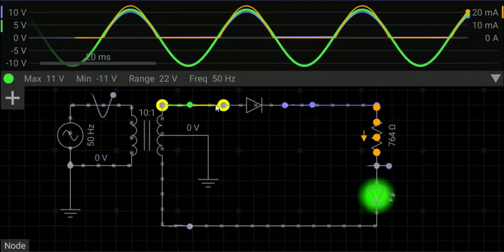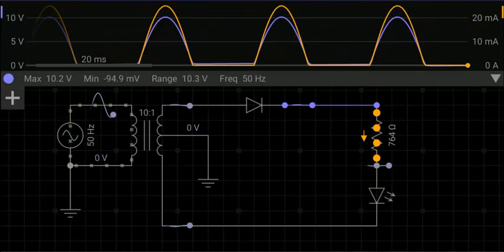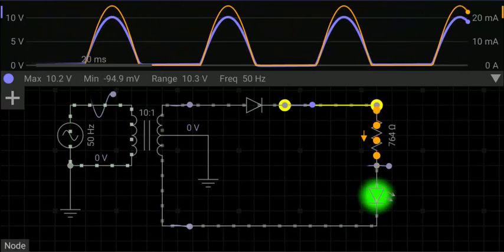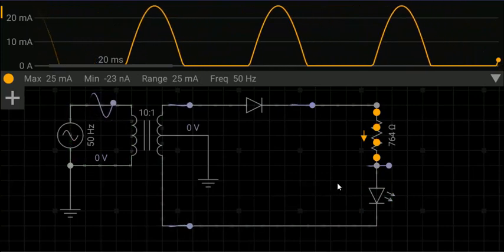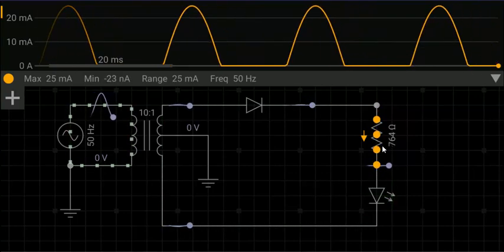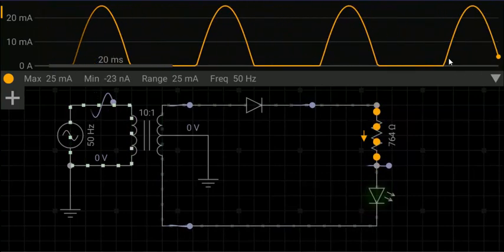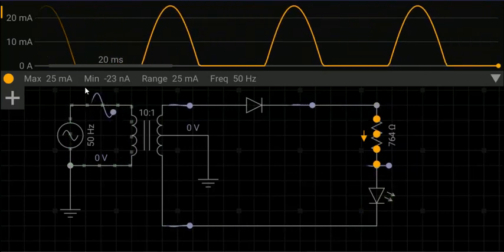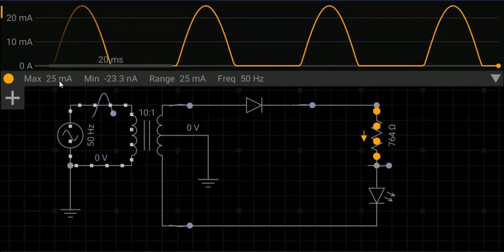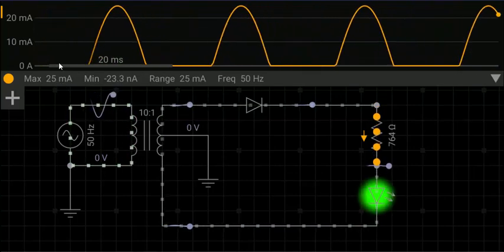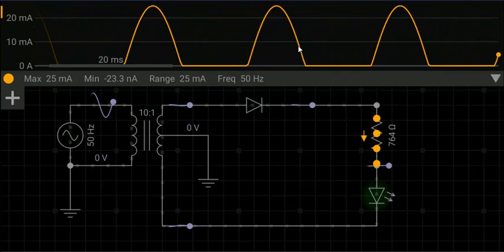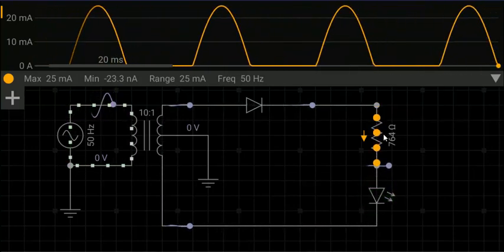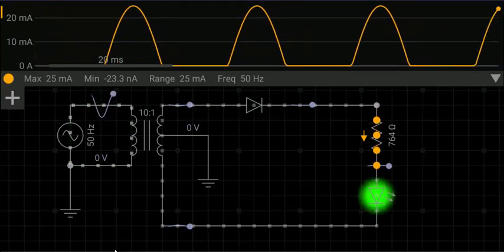Let us remove the voltage here, and this one voltage also. Now this is the current waveform which we can see here. It varies from 0 to 25 milliampere, the maximum being 25 milliampere. So we have to adjust the resistance so that it should not exceed 20 milliamperes.